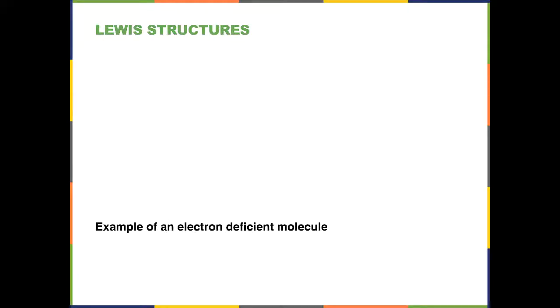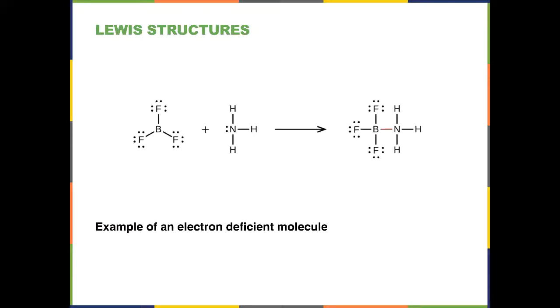And here's an example of an electron deficient molecule. Here's a situation where you have boron trifluoride combining with ammonia to form this compound. And you can see that the boron trifluoride is an electron deficient molecule. But when it combines, you end up with everybody happy and the rule of octet achieved.